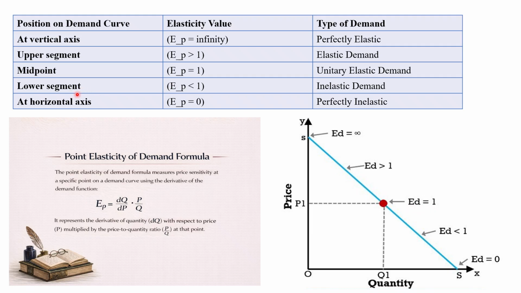The next one is the lower segment, or inelastic demand. It describes that there is a large change in price as compared to demand. Therefore, elasticity of demand is less than 1. The last one is where elasticity of demand is equal to 0. It is also called perfectly inelastic. It means that there is no change in demand, only price may change. These are the 5 variants of point elasticity of demand.